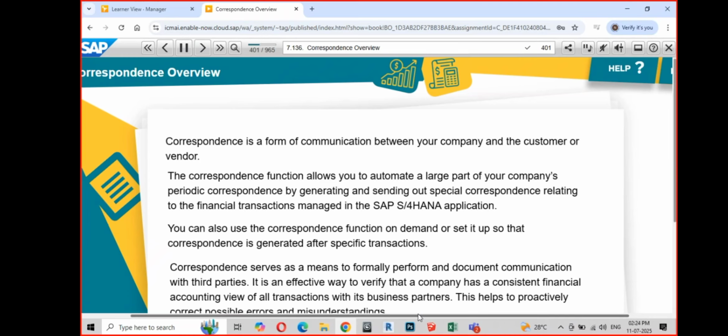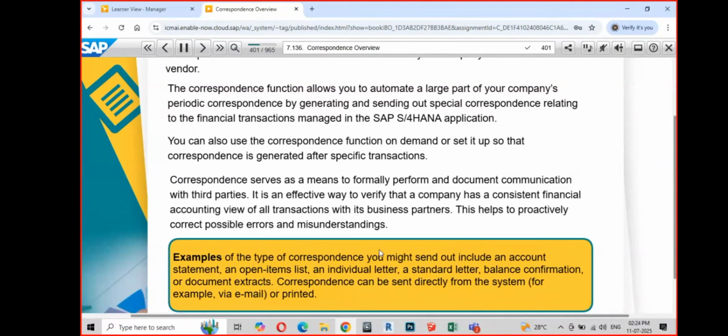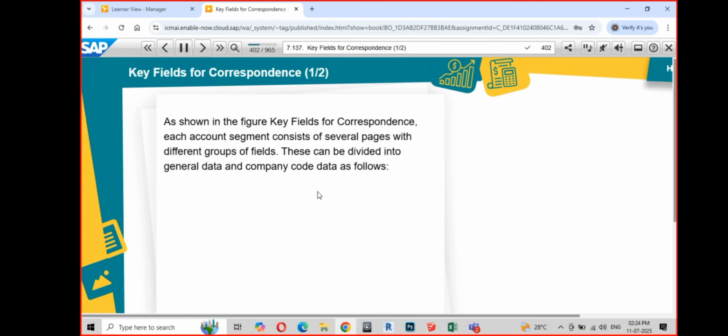As he mentioned, see, balance confirmation. There has to be a reference to dunning also. Still okay, not a problem. So he has just explained what you mean by correspondence, right?